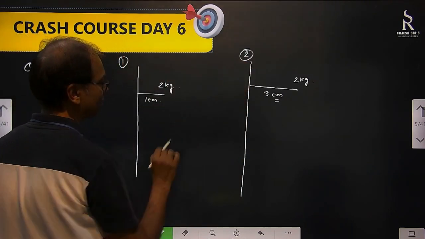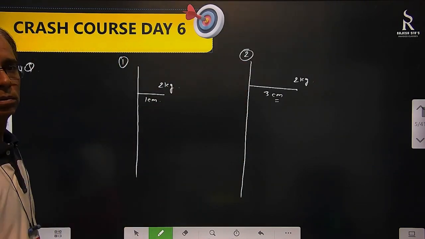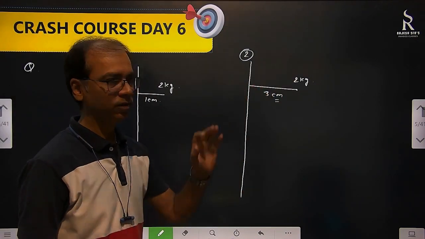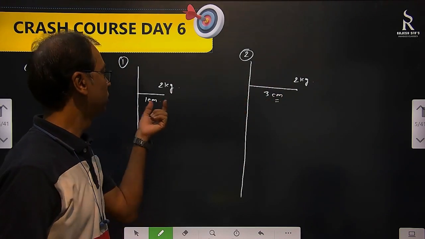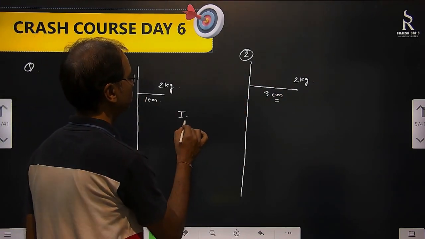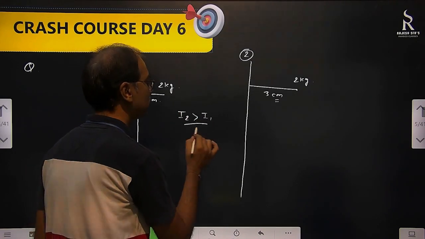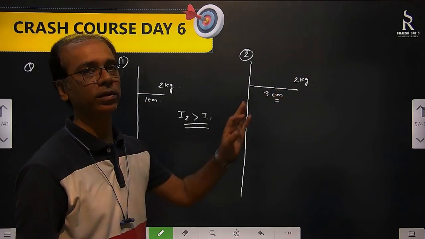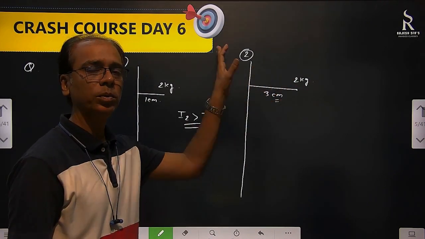Now what did we change? Is the mass changed? No. Is the axis of rotation changed? No. Then what is changed? Mass has gone far. So its moment of inertia is more than the moment of inertia of this. I2 is more than I1. So what has changed? Distribution of mass. Mass has gone farther. If the mass has gone farther, moment of inertia increased.